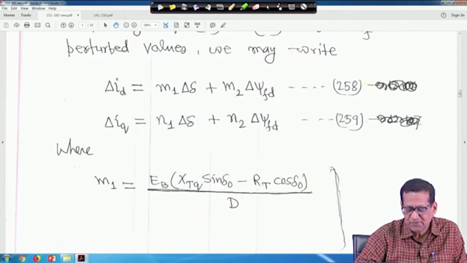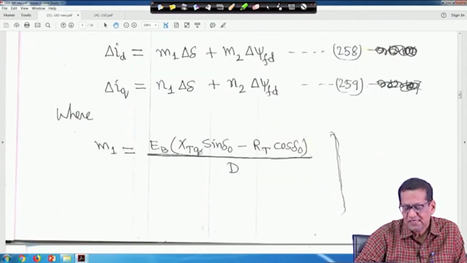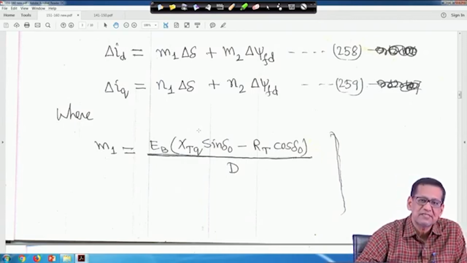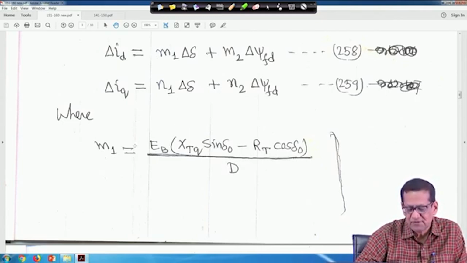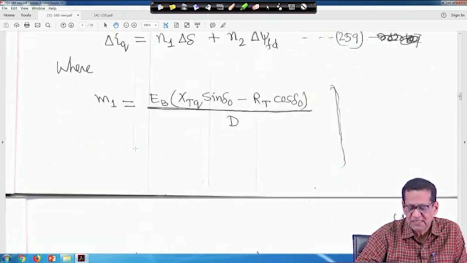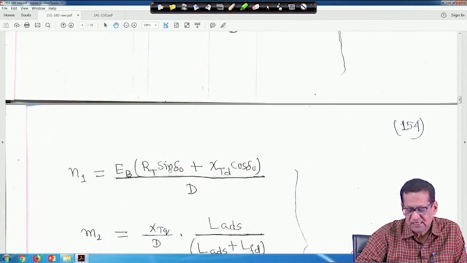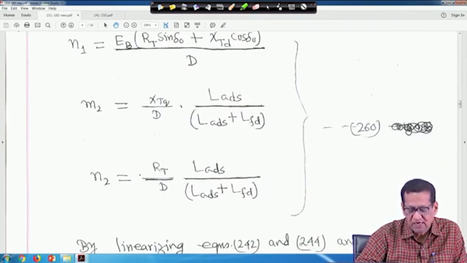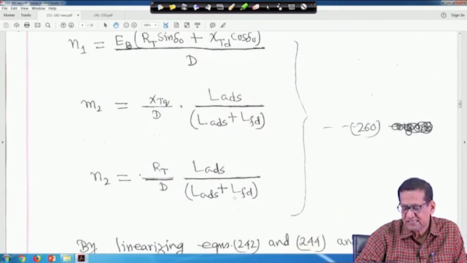Now, when you do the small perturbation, what are M1, M2 and N1, N2? M1 will become EB into (XTQ sin delta 0 minus RT cos delta 0) upon D, because you are taking the perturbation around an operating point delta 0, that is, delta tends to delta plus delta 0. Similarly, N1 will be EB (RT sin delta 0 plus XTD cos delta 0) by D. Similarly, M2 is equal to XTQ upon D times LADS upon LADS plus LFD, and N2 is equal to RT by D times LADS upon LADS plus LFD.